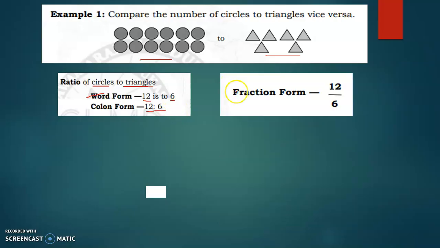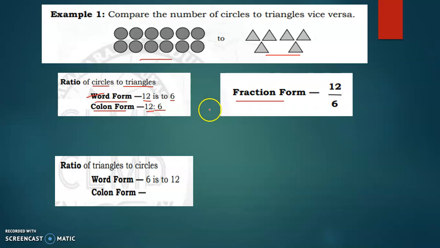And of course, in fraction form, syempre, ang numerator natin ay yung unang hinahanap, which is the number of circles, that is 12. And then, ang denominator natin ay ang pangalawang bilang kung saan the number of triangles, that is 6 naman. Okay? So, we have written already the ratio of circles to triangles in 3 ways. Word form, colon form, and then fraction form.